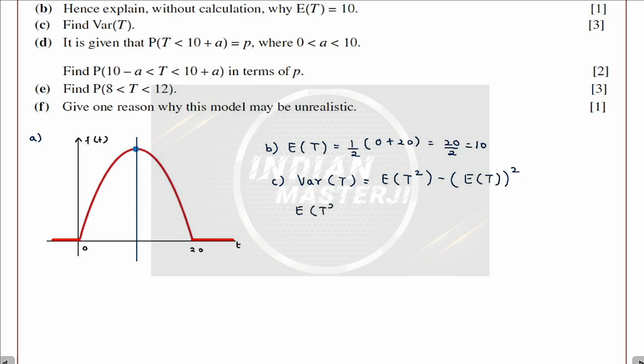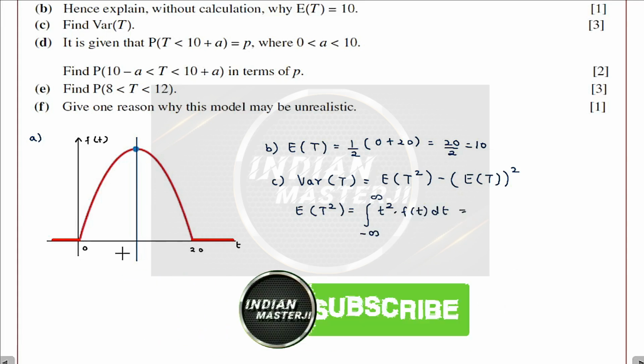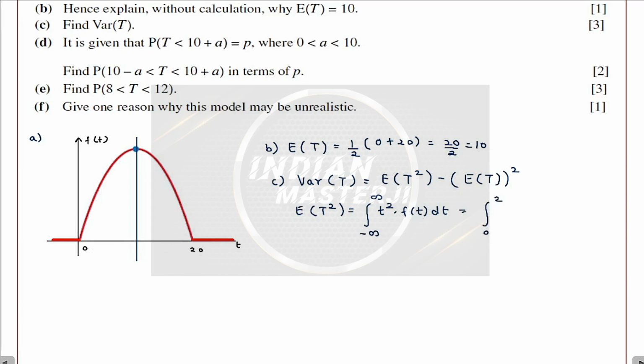So E of t square will be equal to what? It will be equal to integration of t square into f of t with respect to t for all the real values of t, correct? But here f of t is defined for the interval 0 to 20 only. So I'll take this as an integral from 0 to 20 of t square into f of t. F of t for this particular interval is 3 by 4000 into 20t minus t square, and this we are supposed to integrate with respect to dt, correct?